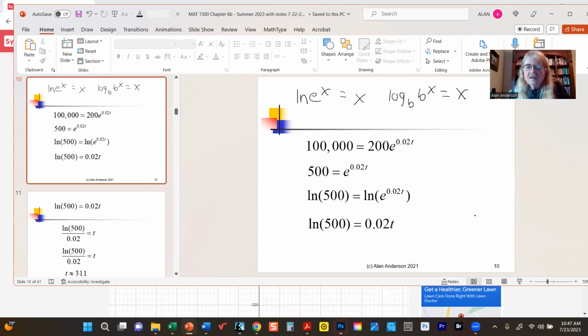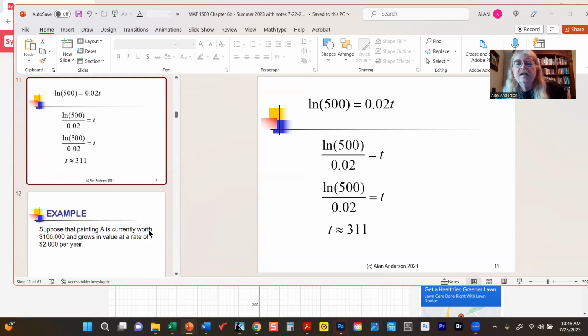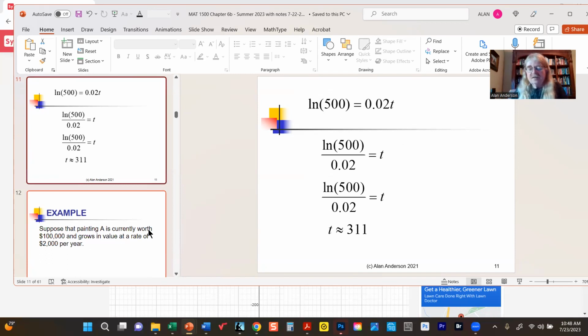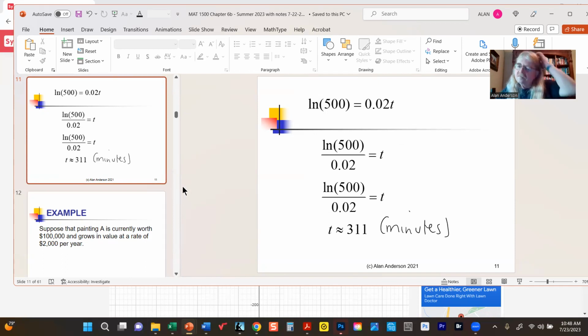So the way I solve for t is to take the natural log of both sides. So on the left-hand side, I have a constant, log 500. On the right-hand side, I just have 0.02t. Now I multiply both sides by 50, or divide both sides by 0.02, which amounts to the same thing. And I end up with 311. Now remember, that's in minutes. So it's going to take a little bit over 5 hours to reach that point, which makes sense since we're at 80,000 after 5 hours.